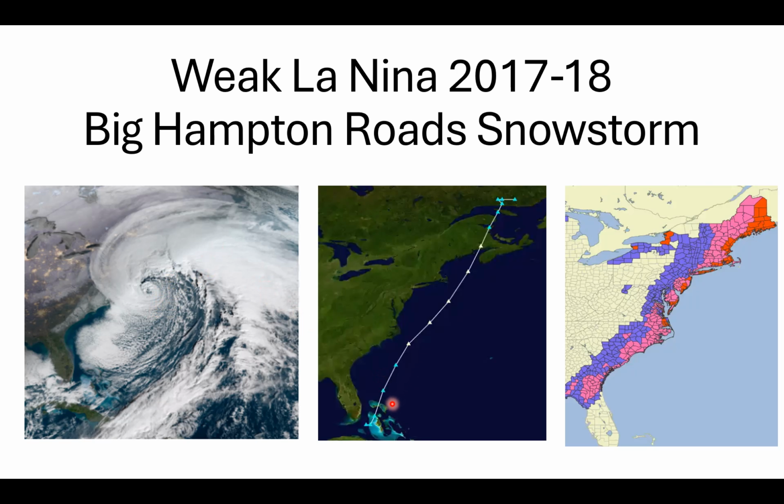Now, in the center here shows the actual storm track. This extratropical low pressure area developed east of Florida, and then this is the track of it as it went up the coast.